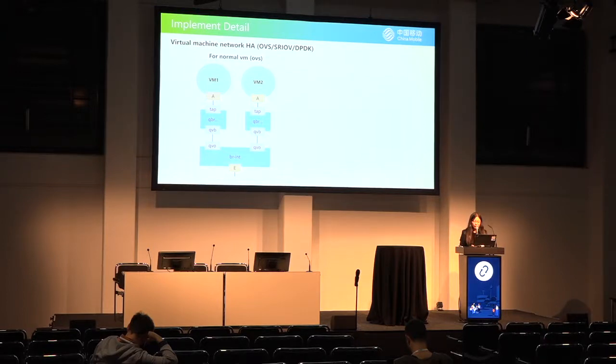For a normal VM, where the port is OVS type, the poster will monitor the type, the QVB and QVO ports. For the SR-IOV VM, as the SR-IOV port's packets can go to the physical network without going through the virtual layer, we can only monitor the state of the physical network where the SR-IOV port is in. And for a DPDK VM, we monitor the vhu port.